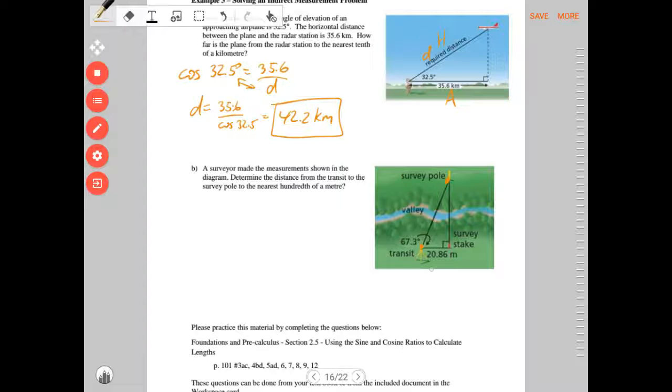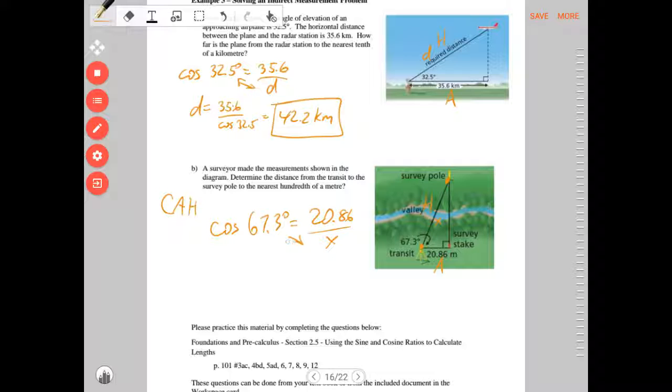From that angle, we label the sides. My 20.86, that is the adjacent. The distance from the transit to the survey pole, that is the hypotenuse. Let's call that x. We have adjacent and hypotenuse, that's the cosine again, CAH. So cosine of the angle, 67.3 degrees, equals the adjacent, 20.86 meters, divided by the x.